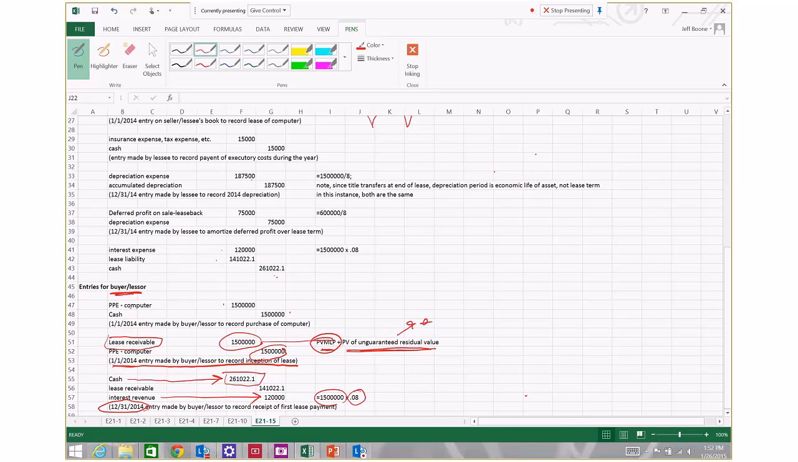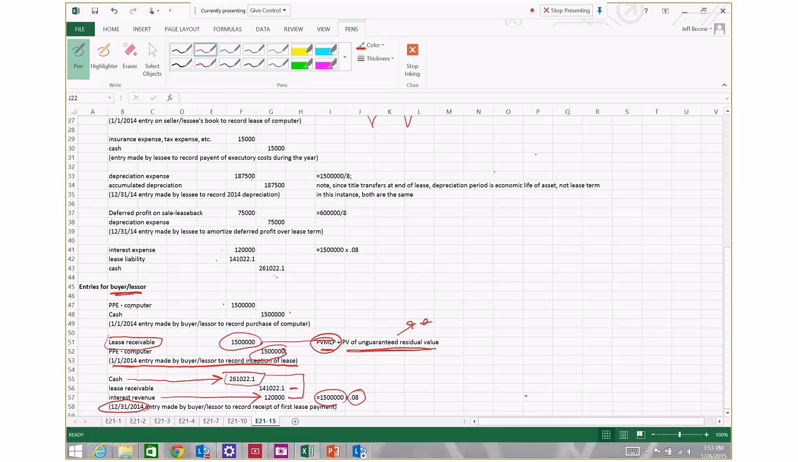The difference between the cash that they receive and the portion of that payment that is characterized by interest is the portion that's characterized as a payment of principal, which serves to reduce the lease receivable account. So they're going to credit the lease receivable account for the difference of $141,022.10.